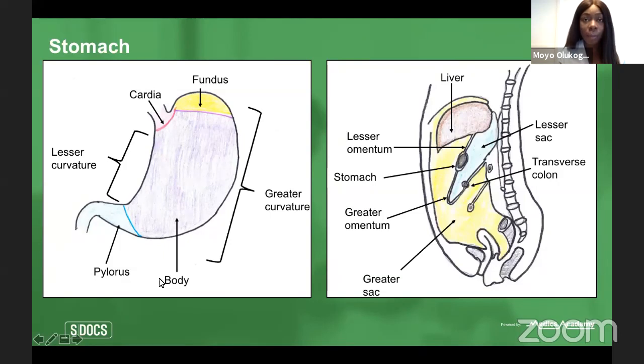So if you remember back to our histology, the serosa is the outer layer, and this can fold into something called omentum. The omentum from the lesser curvature joins the stomach to the liver via the lesser omentum, while the omentum from the greater curvature folds down and joins the transverse colon through the greater omentum.